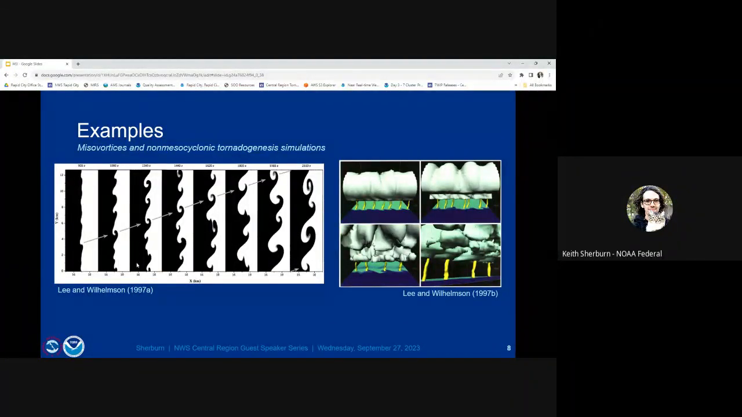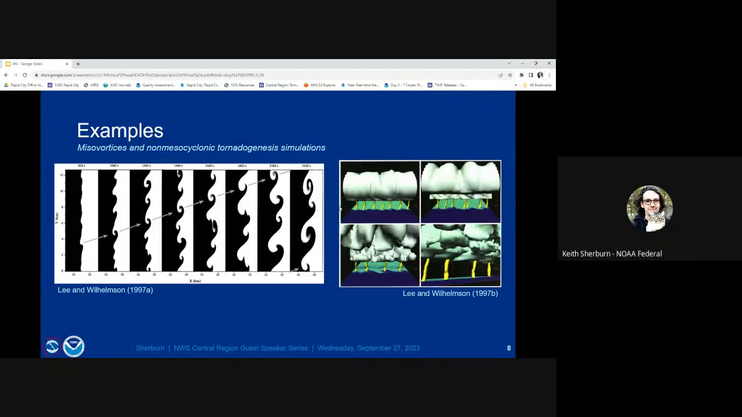Lee and Wilhelmson also highlighted similarities between these simulations and prior observational work associated with mesovortices along thunderstorm outflow boundaries. So in this case, this was just a general air mass boundary, but they noted there were similarities to previous studies looking at outflow boundaries.